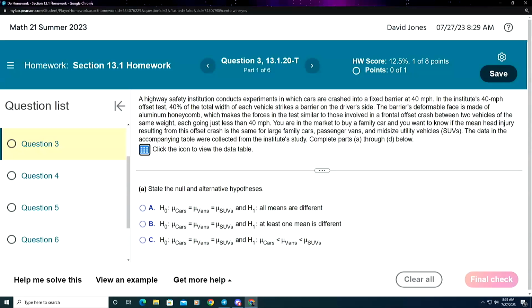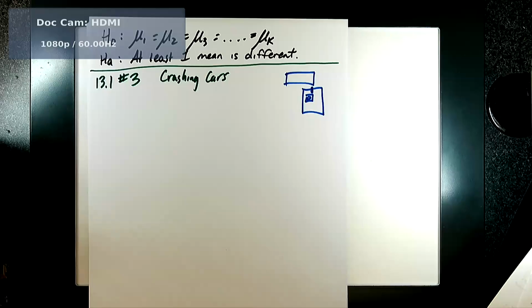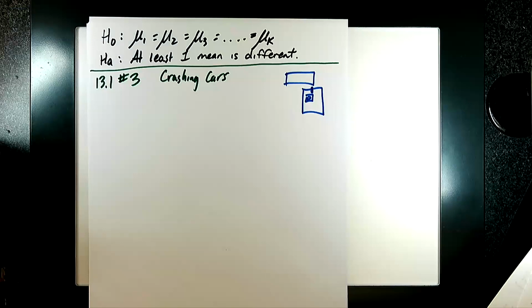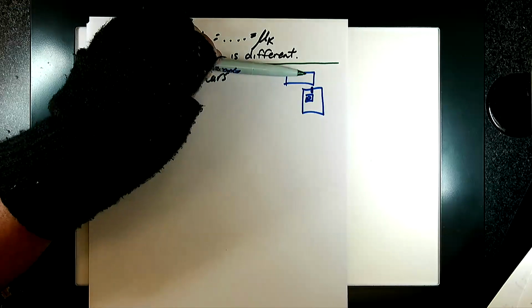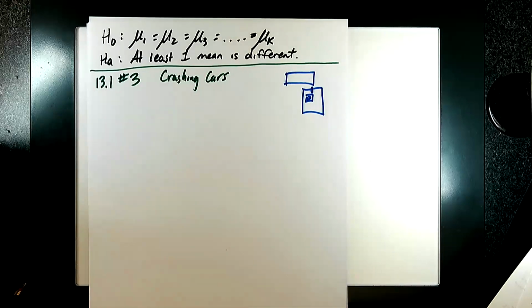So 40% of the total width of each vehicle strikes a barrier on the driver's side. Oh, I'm over here talking, drawing a picture. You don't even see what I'm drawing. Marie's over here nodding like, yeah, sure, I see what you're saying. So like, here's the barrier, here's the car, the driver's hitting right into it, and the rest of the car is missing it.